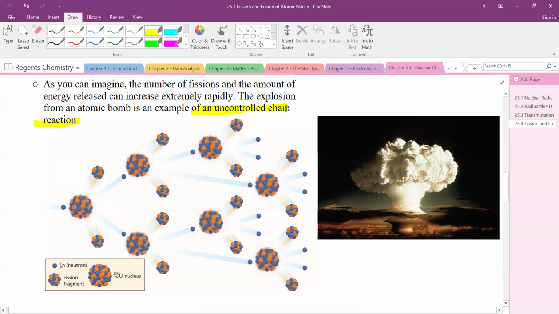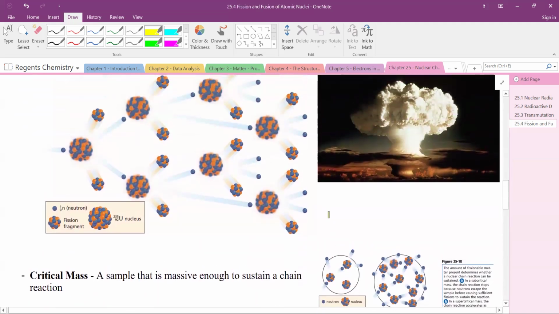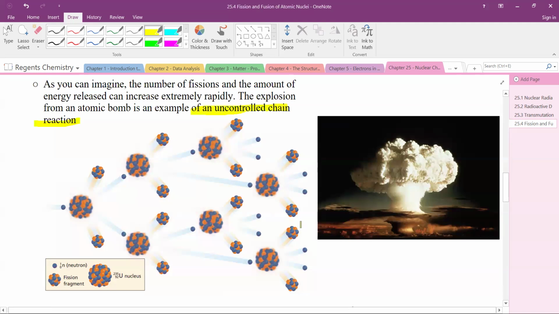And this is actually what happens in an atomic bomb, this uncontrolled chain reaction. In a nuclear reactor, we actually try to control that reaction so that we do not have an uncontrolled reaction. We want it to happen slower.